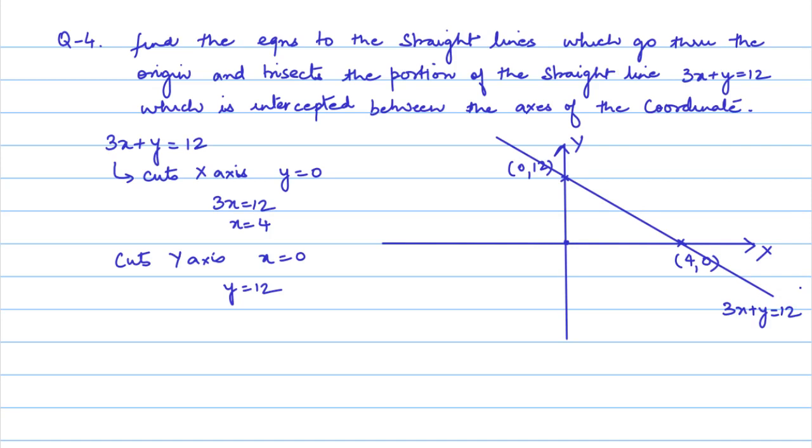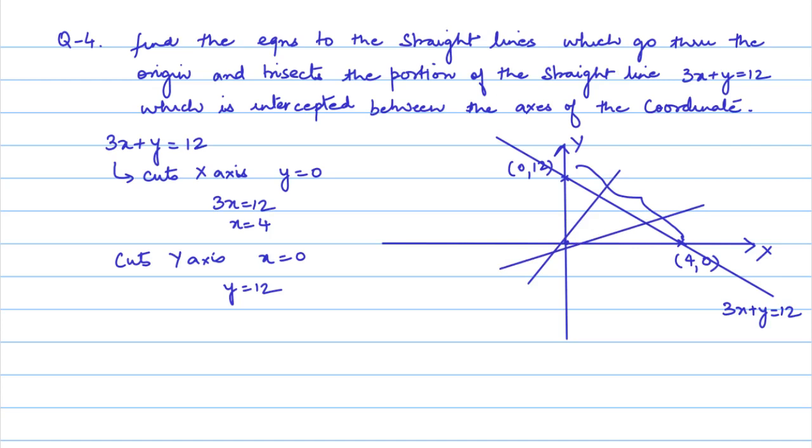Now, we want to find the equation of the line which is passing through the origin and is trisecting the portion of the line which is intercepted between the axes. This portion is the portion which is intercepted between the axes. Intercepted means the piece of the line which is between the coordinate axes. Now this portion is being trisected by the lines. Either it is trisecting like this or it is trisecting like this.